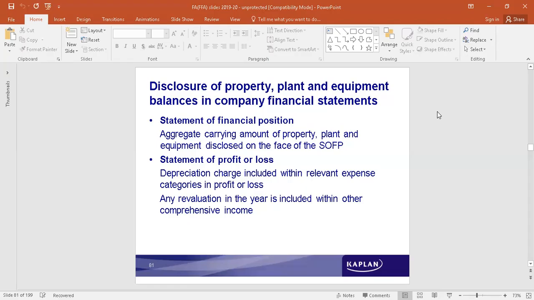Now, statement of financial position has the aggregate carrying value of property, plant and equipment disclosed on the face of the statement of financial position. Profit and loss includes any kind of depreciation charges, including relevant expenses in the profit and loss account. Any revaluation in the year is included within other comprehensive income. Other comprehensive income is, see, the income statement.